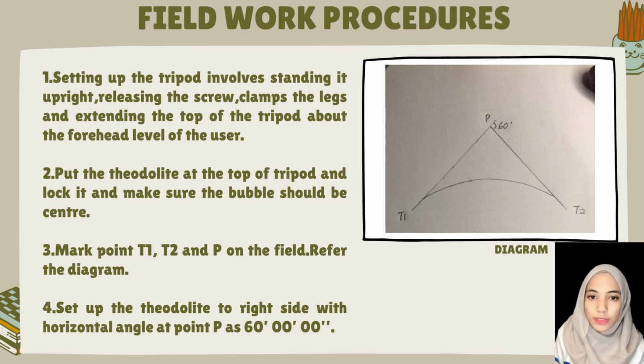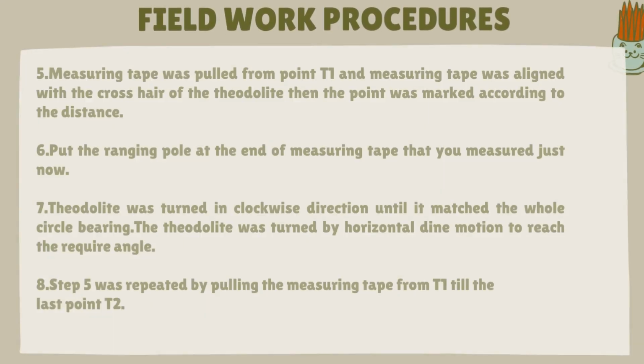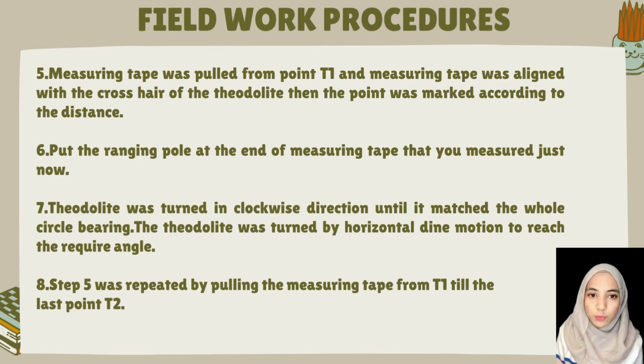Number 3, mark points T1, T2, and P on the field, referring to the diagram. Number 4, set up the theodolite to the right side with horizontal angle at point P at 60 degrees, 0 minutes and 0 seconds. Number 5, the measuring tape was pulled from point T1 and aligned with the crosshair of the theodolite, then the point was marked according to the distance.